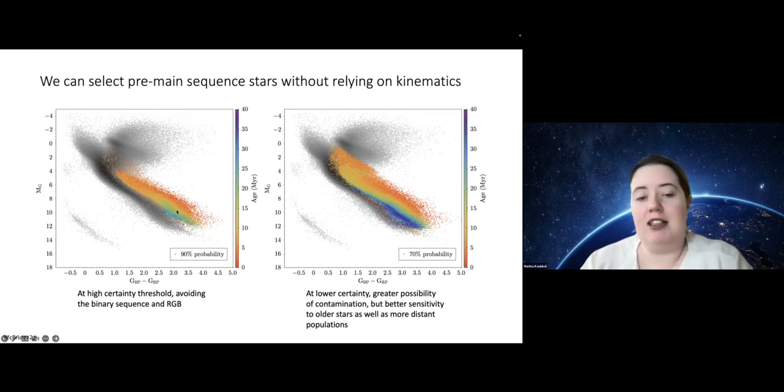And what's nice about it is that we don't need to rely on the kinematics of stars to determine their membership or to estimate their ages. We can estimate the ages for these stars just from photometry alone, based on their elevation above the main sequence. Some contamination is inevitable. As they age, they get closer and closer to the main sequence. So eventually you start getting more contamination from the binary sequence, for example. But there's some trade-off between how clean of a sample you want to make, how old of an age you want to push it towards, and how comprehensive you want to make it.